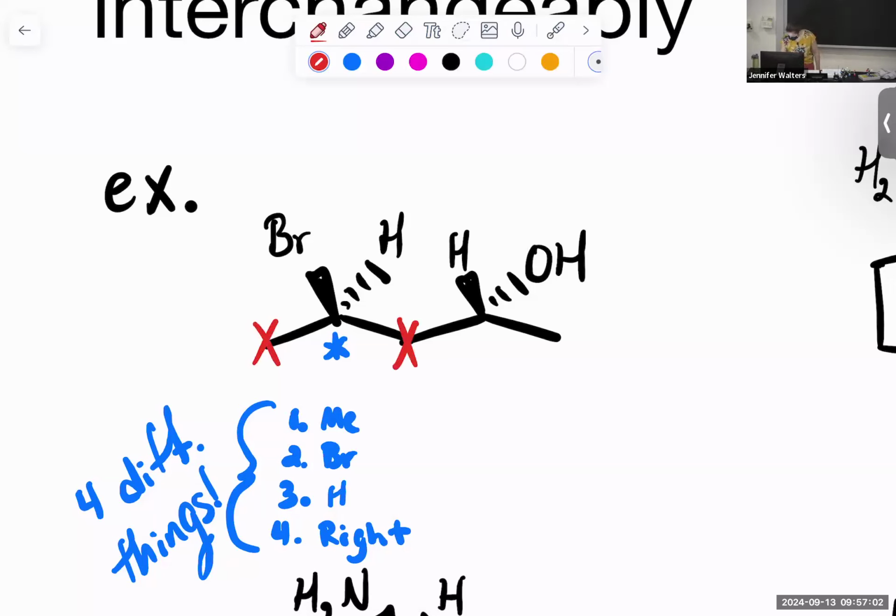My CH2 is not a chiral center because it has 2 hydrogens. Those are not 4 different things then. So that is not a chiral center.